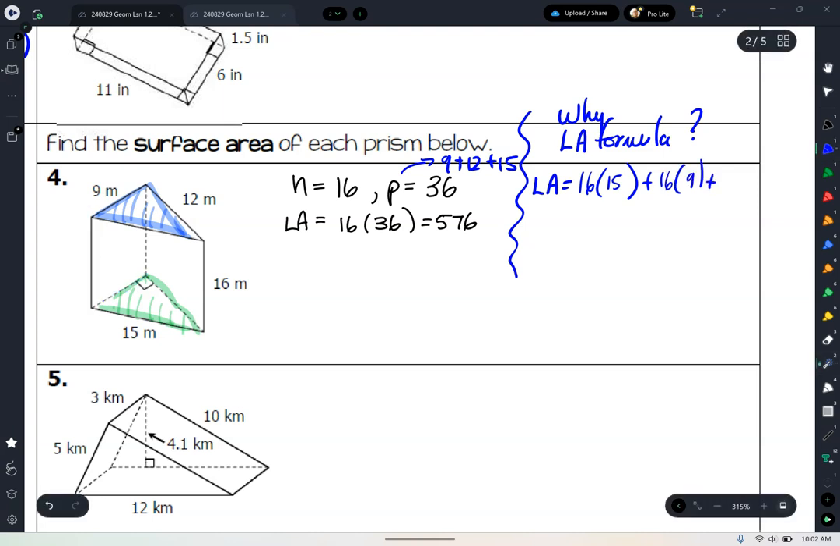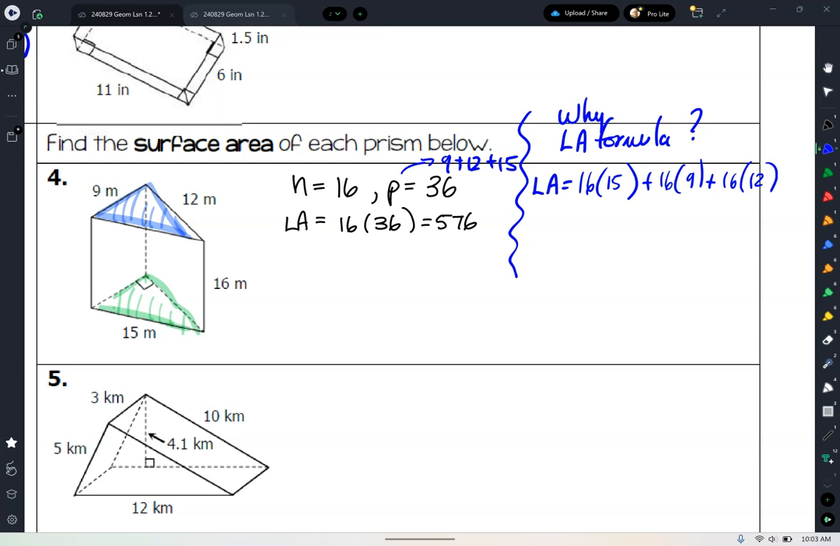And then lastly, we need the area of that one right there. What's that one going to be? 16 times 12. You see that? Does everybody see where I'm getting these numbers from? Any questions on where I'm getting these numbers from? One side, the other side, the third side.